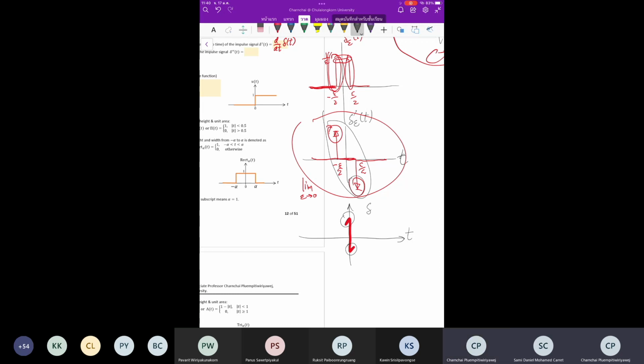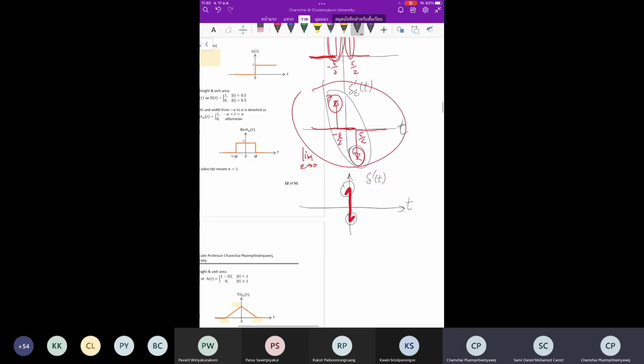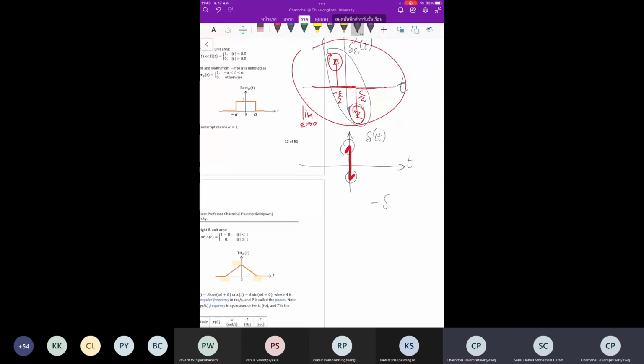This is supposed to be delta prime t. How about negative delta prime t? Just from the exact opposite sides. Yeah, you flip this up and down. So we got this.